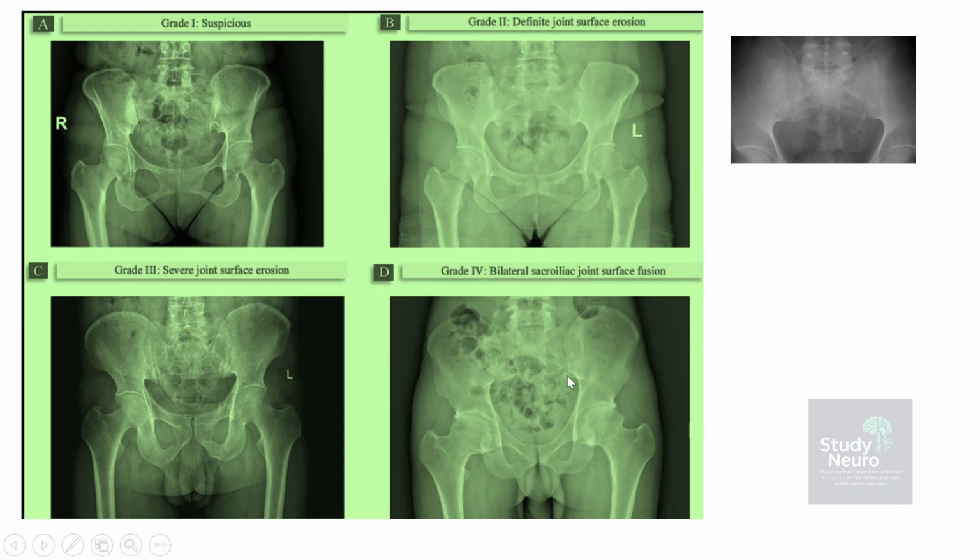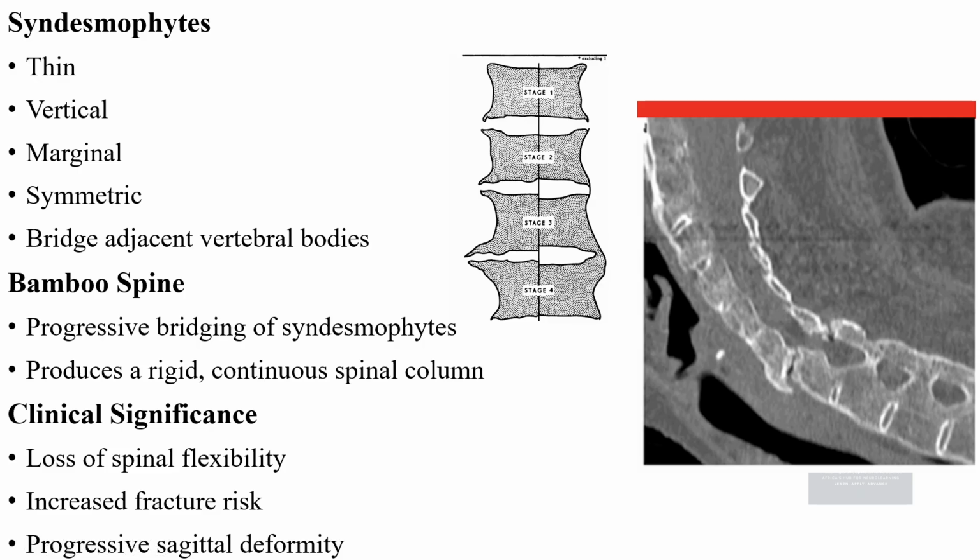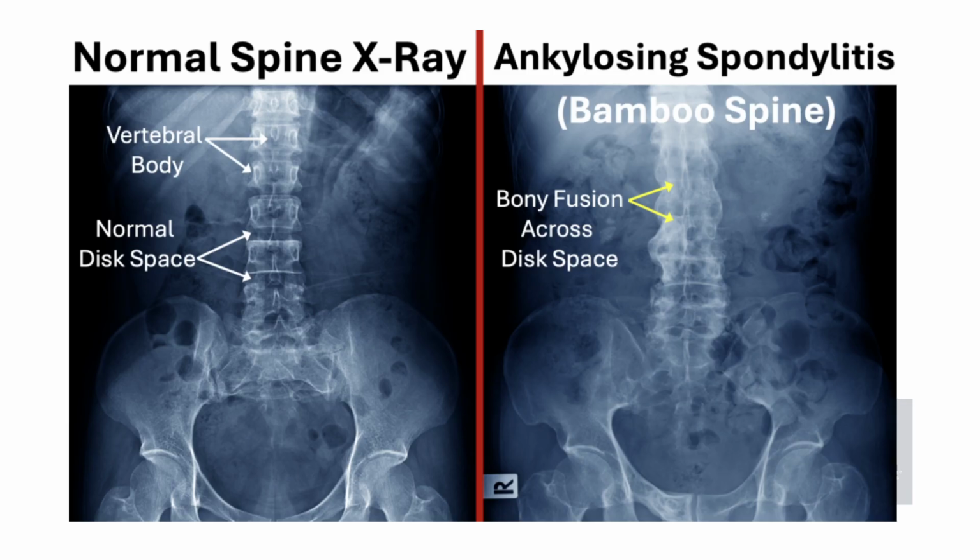Plain radiography is widely available, relatively inexpensive, and quick to perform, making it useful for assessing spinal alignment and established structural damage. However, it has limited ability to detect early inflammation and provides poor visualization of soft tissues, while also exposing the patient to ionizing radiation.